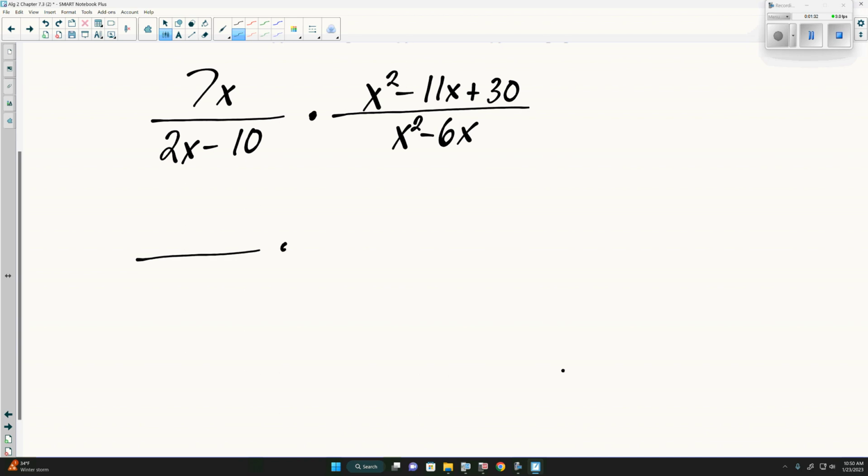So before we multiply them together, we'll need to factor them. Now out of these four, 7x doesn't factor. It's as simplified as it gets. So we have 7x. The next one that's probably going to be easiest to factor is the 2x minus 10, because between 2x and 10, they both have a greatest common factor of 2, and we could factor it out. If we factor 2 out of 2x, we get x. And if we factor a 2 out of 10, we have 5.